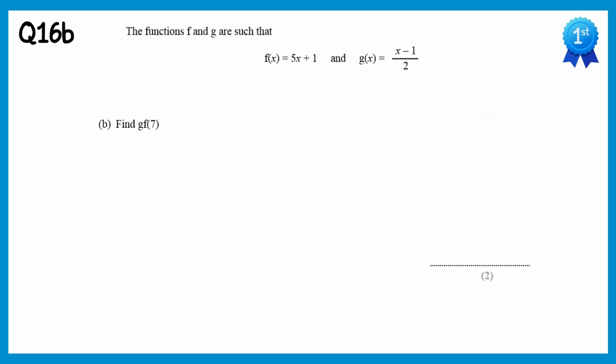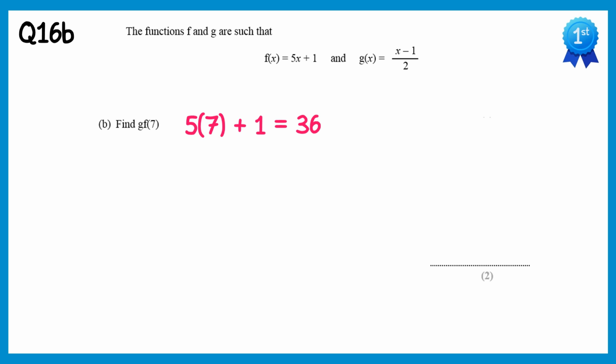To find gf of 7, we first of all do f of 7, and the result we get from that we put into g. So to do f of 7, you write out the f function but replace the x with 7. So it's 5 times 7 plus 1, which gives you 36.